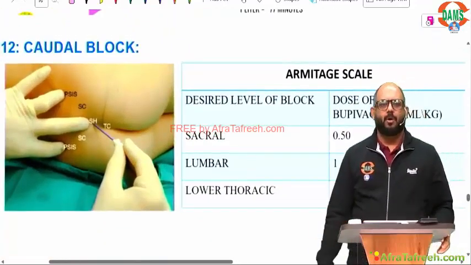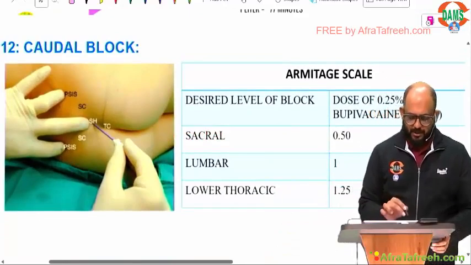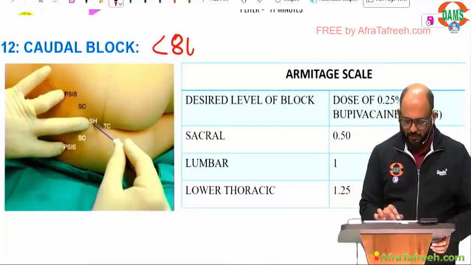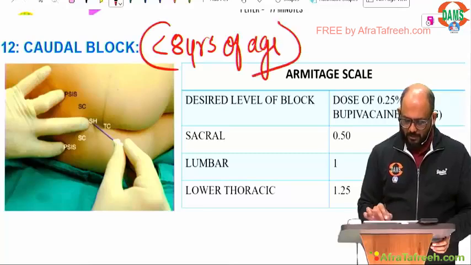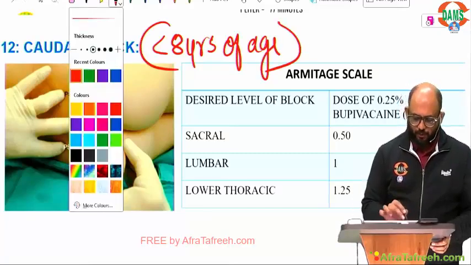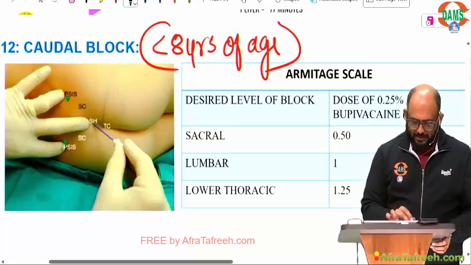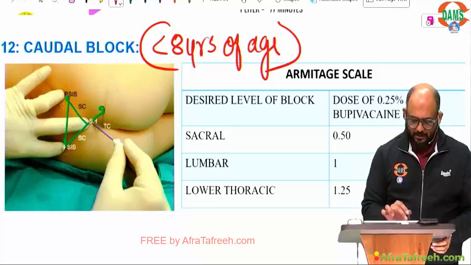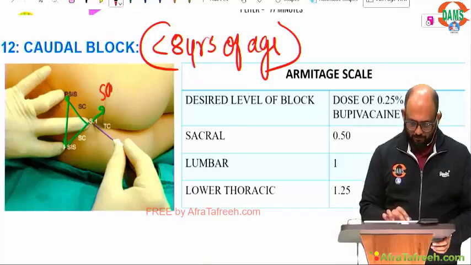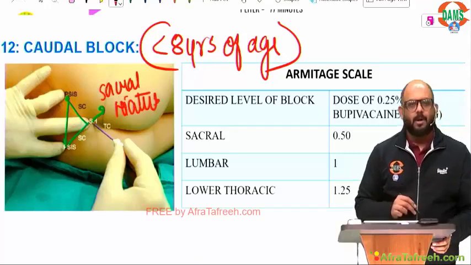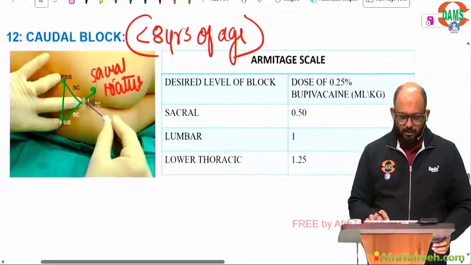Okay. Caudal block. Now caudal block is done in pediatric patients less than 8 years of age. What do you do? You mark the two PSIS. You make an equilateral triangle. This is the sacral hiatus. And from there you put the needle. It is used in pediatric patients.